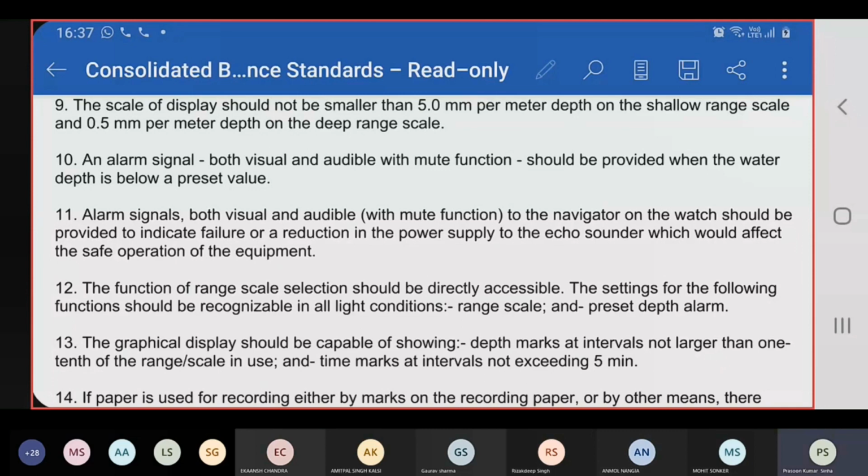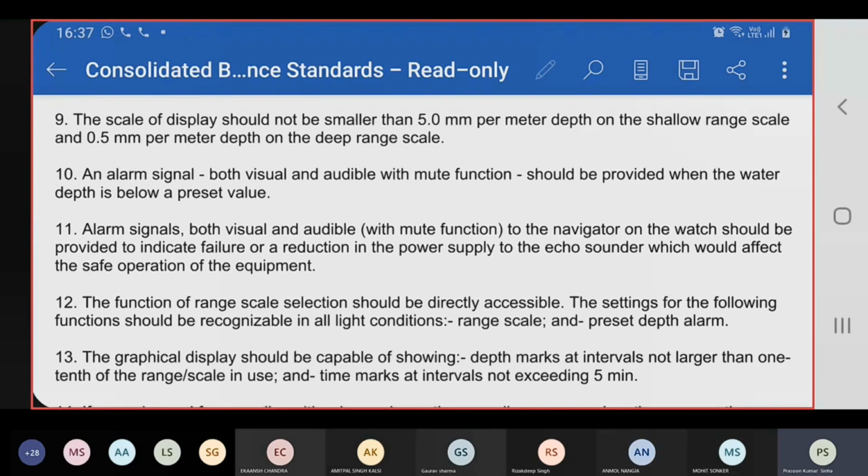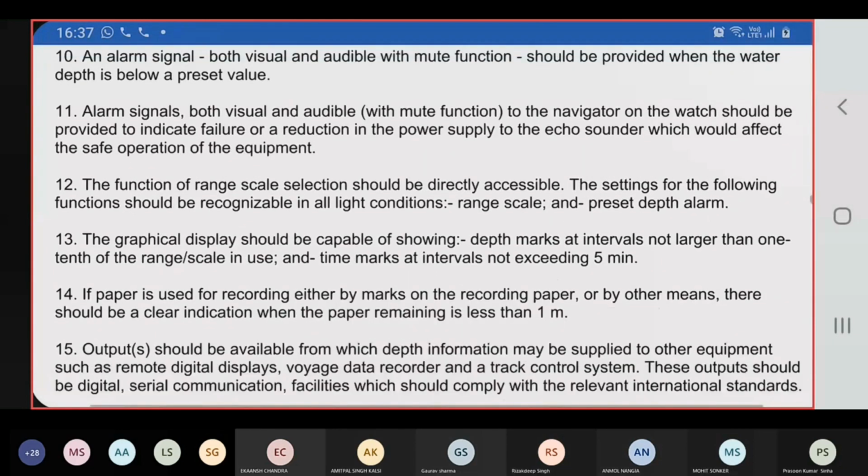The scale of display should not be smaller than 5 mm per meter depth on the shallow range and 0.5 mm per meter for deep range. मतलब shallow water में 1 मीटर या 10 मीटर और 11 मीटर के बीच का डिफरेंस जो है कम से कम 5 mm का होना चाहिए on the paper, on the graph. So that's about it.